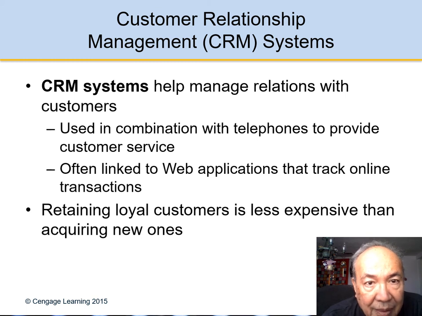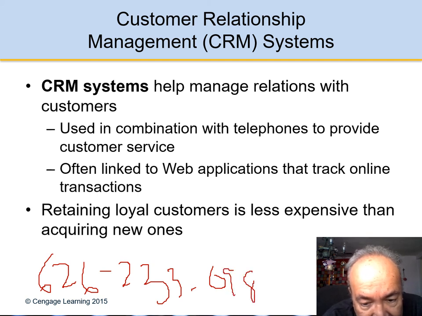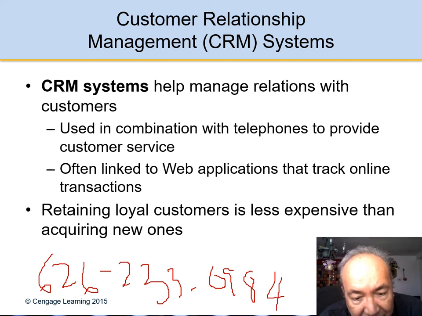That's why I'm telling you, please, if you have any problems, call me up. My phone number is 626-233-0984. Now you leave a message and I'll call you back right away. So this is my customer relationship management system with you. What do we use? We use the phone.